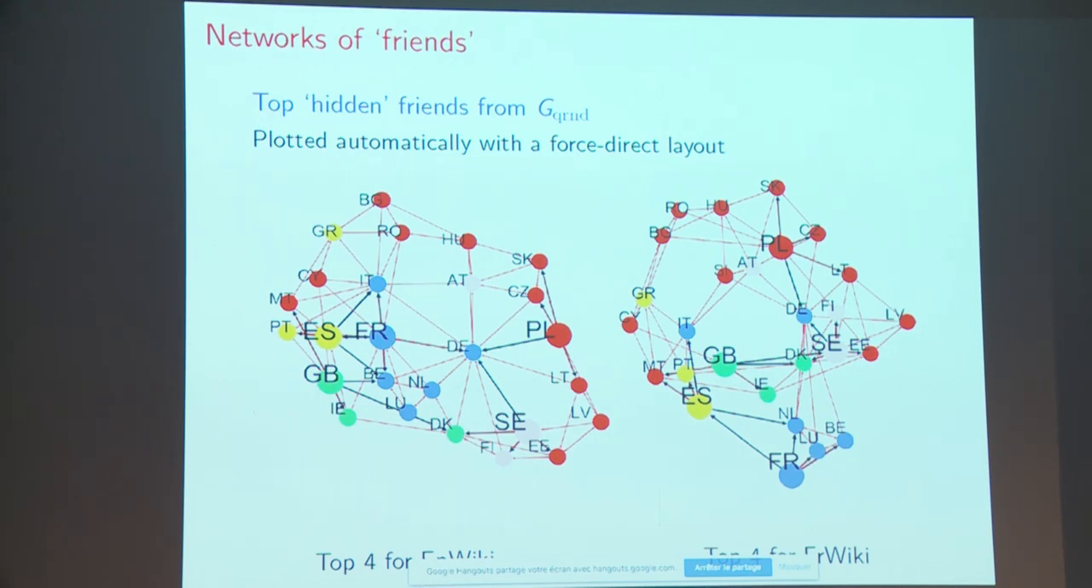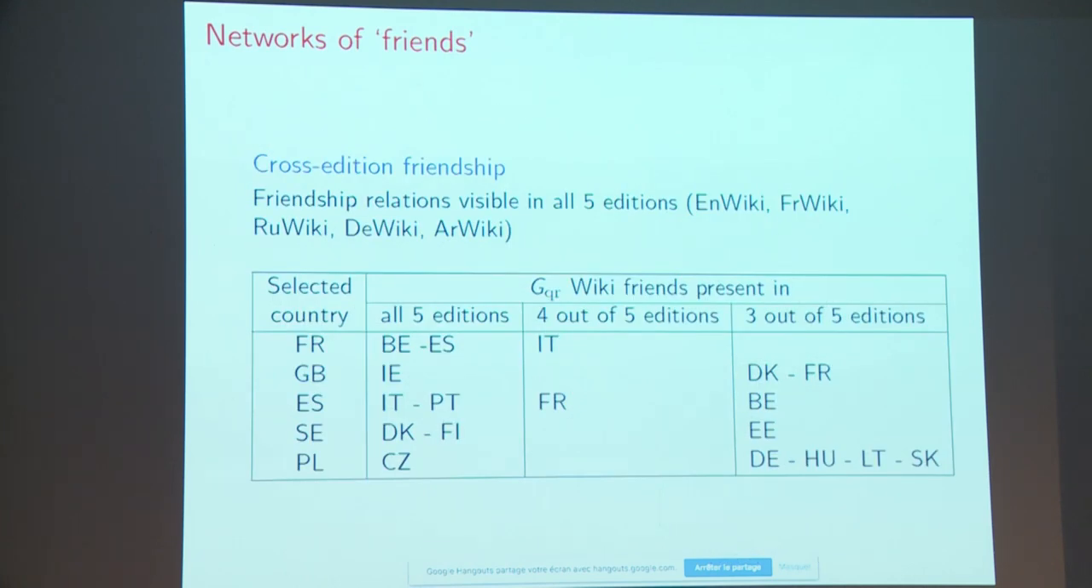I'm not going to give you other different examples. So a little bit to highlight those cross-edition friendships, we have counted how often, for the five editions we have investigated, which are English, French, Russian, German, and Arabic, the friendship interactions exist in all five editions, or in four editions out of five, or in three editions out of five. There is always a friendship relation between France and Belgium, or between France and Spain. There is always as well a friendship relation between Great Britain and Ireland, or between Poland and Czech Republic. And you can read the rest of these results in this table. So there is some really common knowledge in these structures of networks.